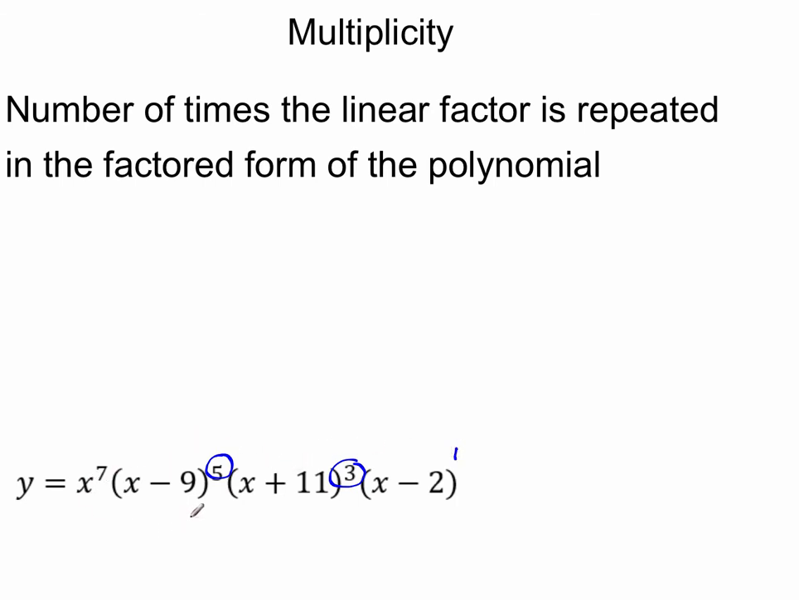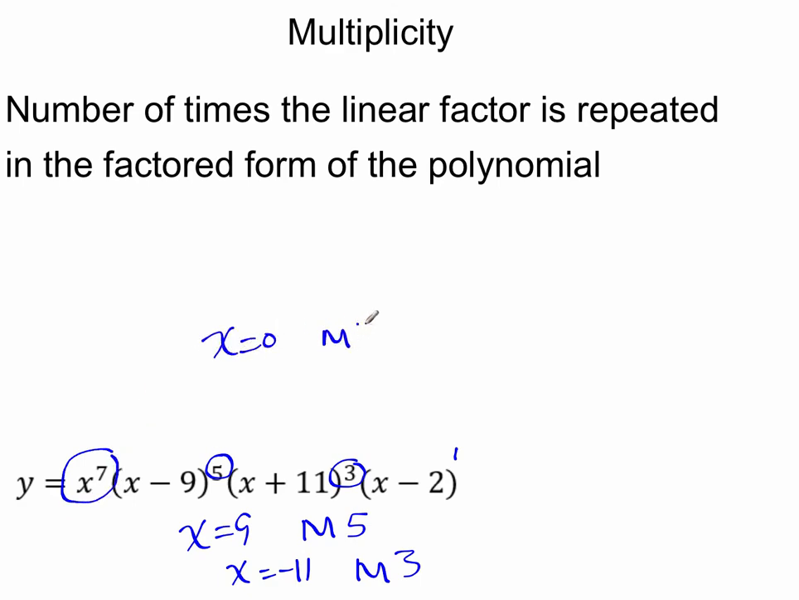Now, we can also say that x equals 9, which is a 0 of this, has multiplicity of 5. And x equals negative 11 has multiplicity 3, and so on. The one students tend to forget is this one right here, and we would say x equals 0 has multiplicity 7. A lot of times when they're not solving for like x plus a equals 0, they drop it.